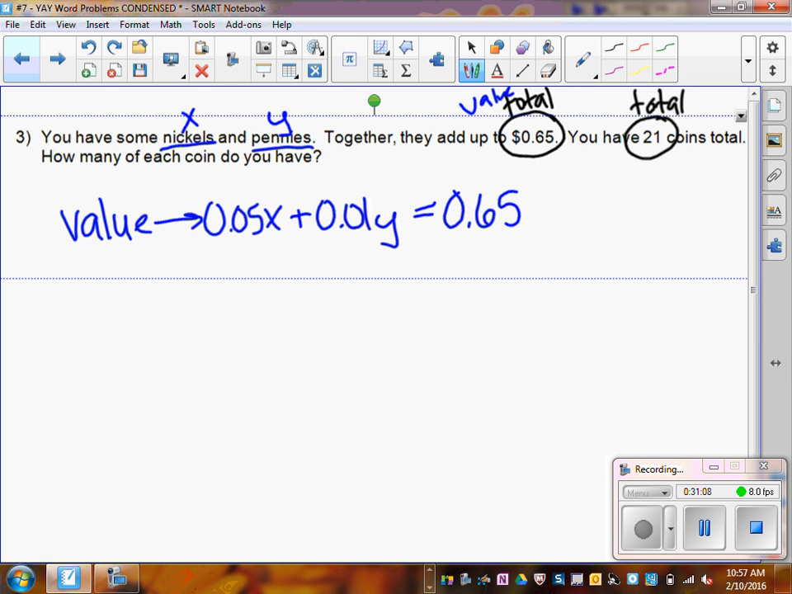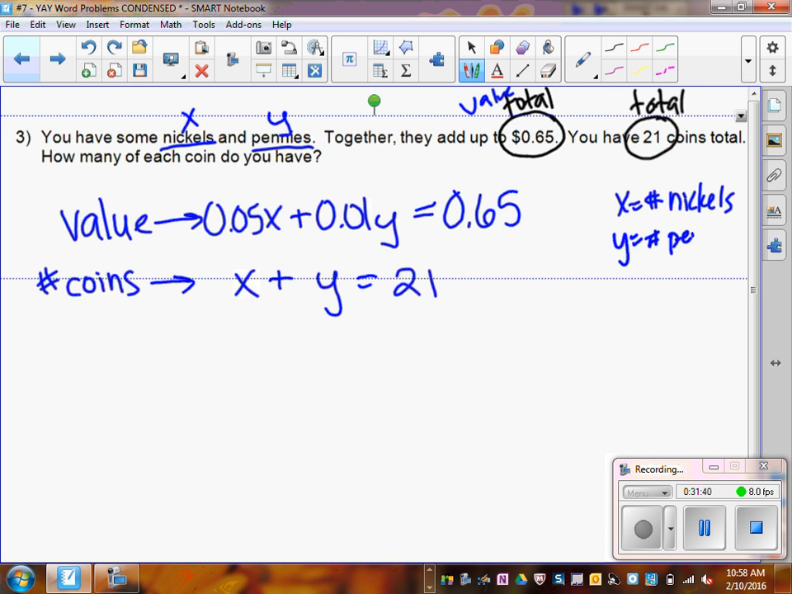Okay. So then our other total was the number of coins. Well, if x is the number of nickels and y is the number of pennies, then I can just say the number of nickels plus the number of pennies is the total number of coins, 21. So it's good to label what our variables are. X is the number of nickels. Y is the number of pennies. Otherwise, in the end, when you find your value for x, you're not going to remember what it is. Understand? It's good to rewrite.